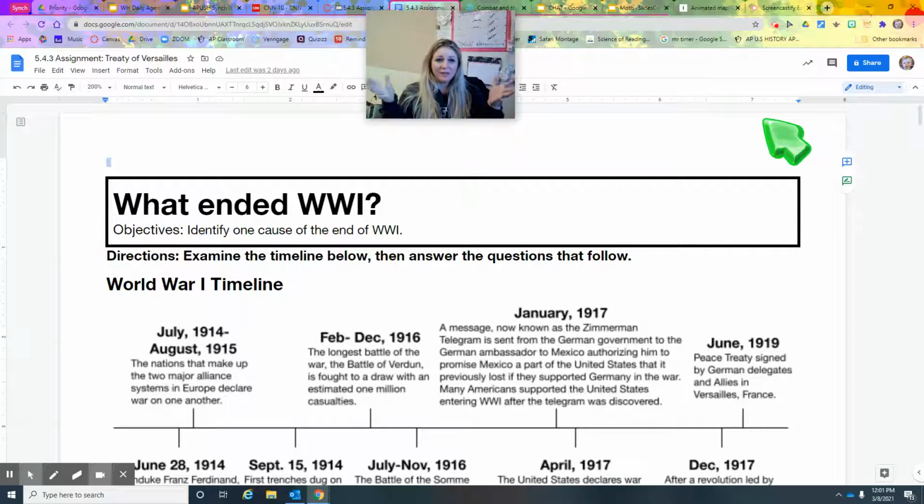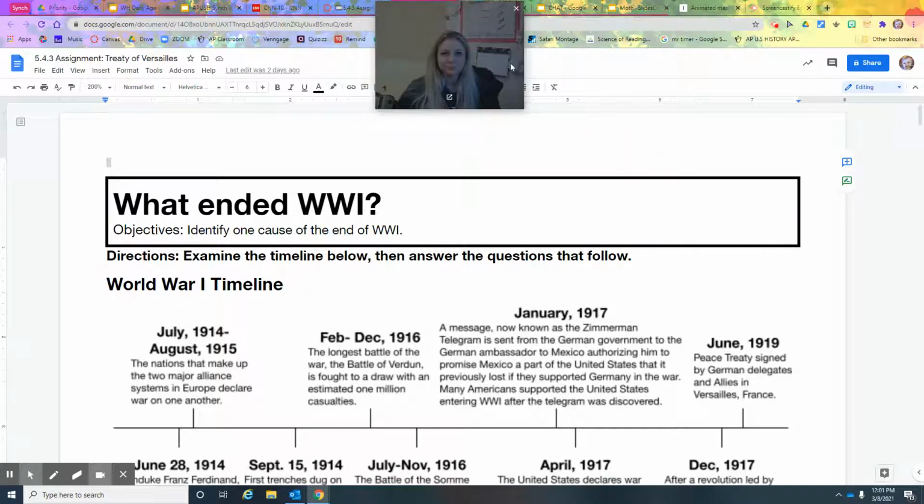All right, guys, so I have zoomed in so you can see everything on this page and it's not very, very tiny. So I'm gonna read it loudly for you and you're going to answer those questions on your own. All right, so let's go ahead and get started.